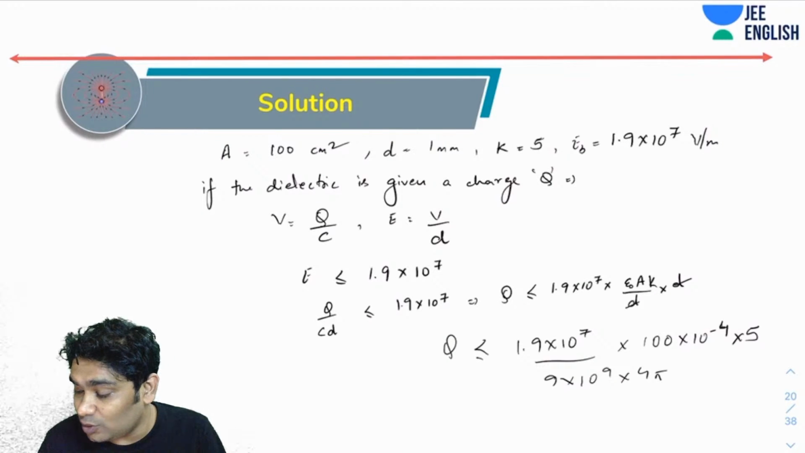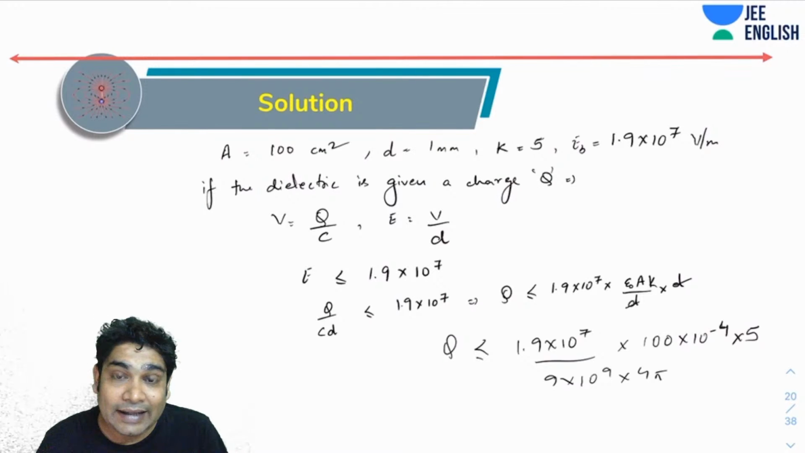So let's hope everybody got this. And then we are using this condition that this electric field should be less than or equal to the breakdown field. Alright.